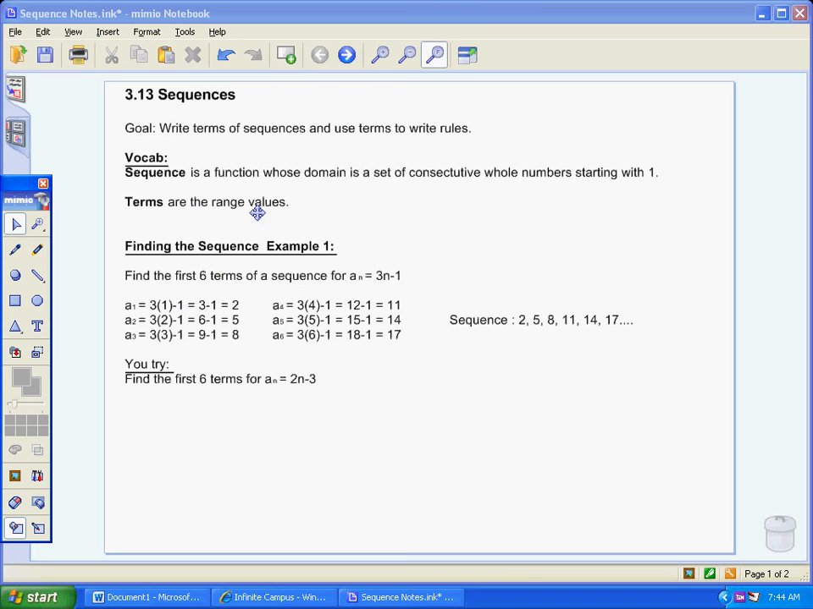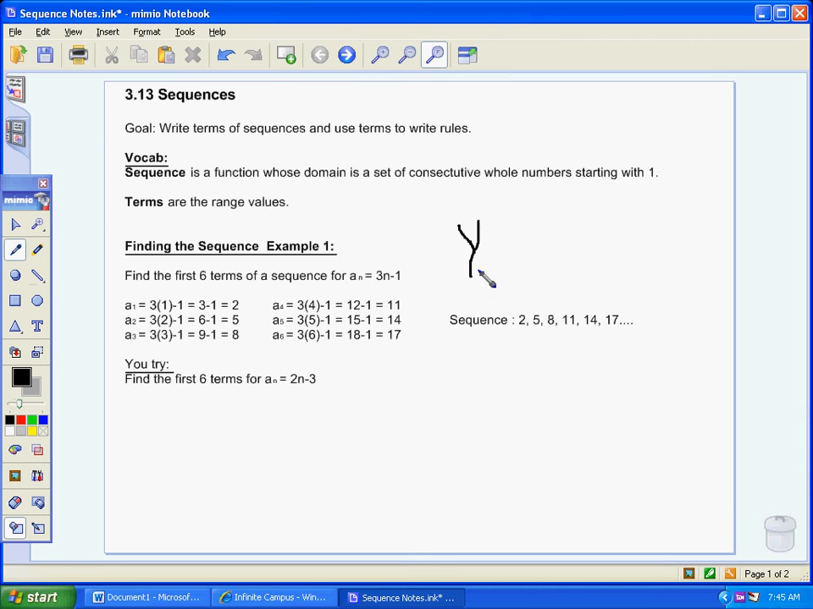So your terms are actually your sequence itself, and they're also your y values or your range values in a function. So for example, instead of seeing f of x equals 3x minus 1, which is what we are used to seeing, and that is y equals 3x minus 1, it's the same thing that you have here: a sub n equals 3n minus 1.